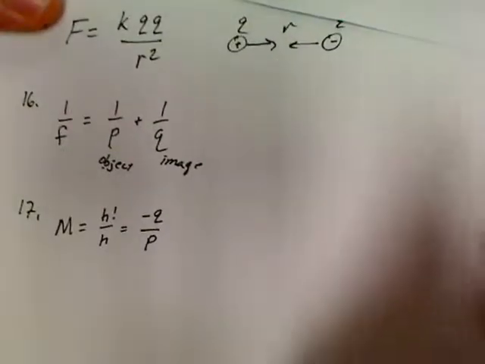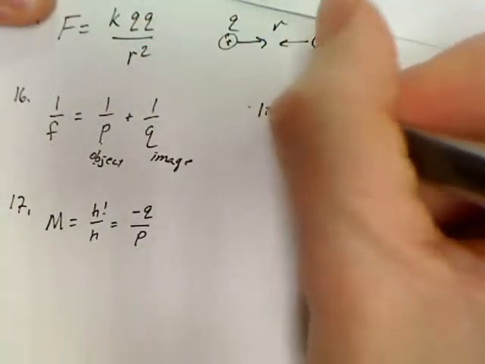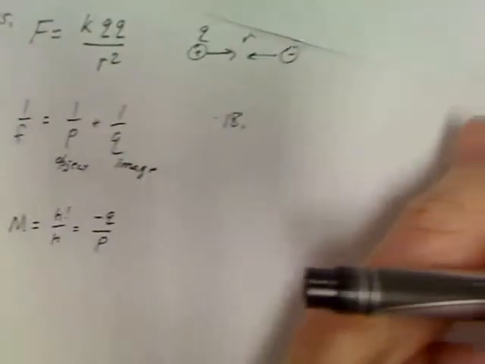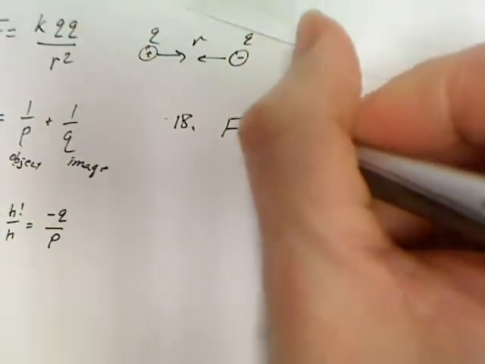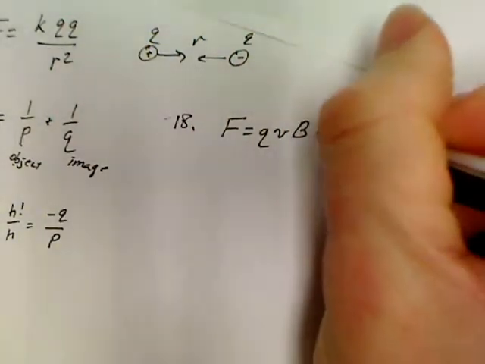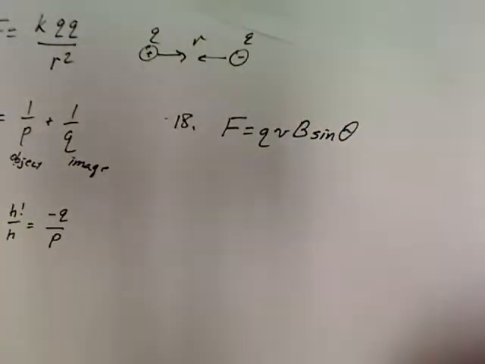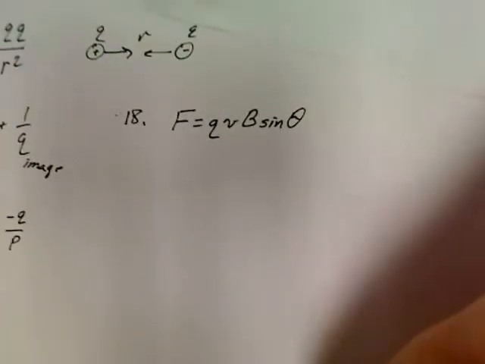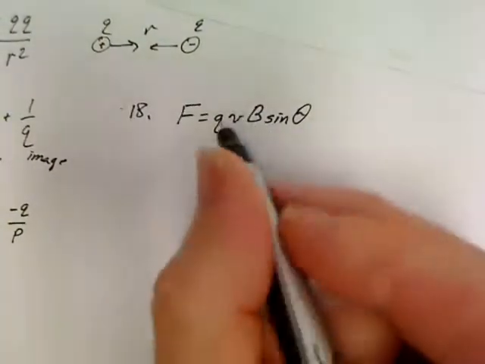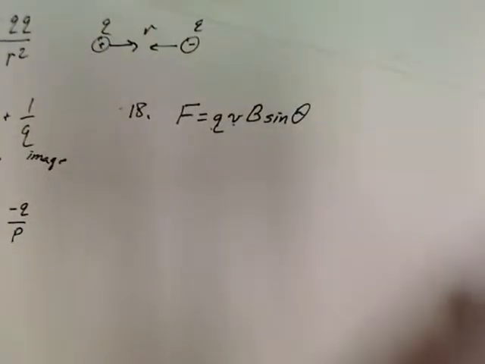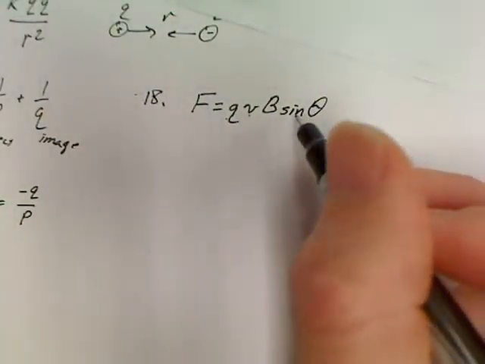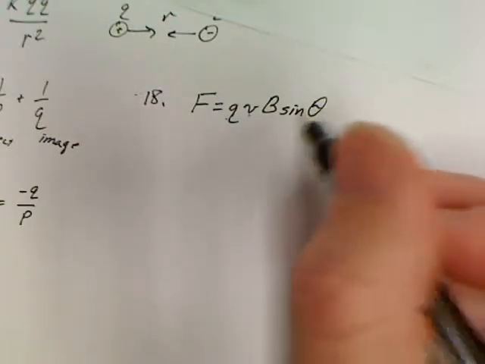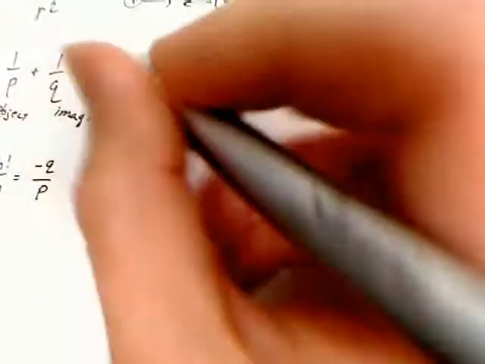Oops, camera bumping. 18. Force on a charged particle in a magnetic field. That's one the bunch of y'all skipped on the test. F equals qvB. Charge, velocity, magnetic field. And remember, your angle is usually going to be 90, so that's just 1. So most times I doubt you even use the sine theta.